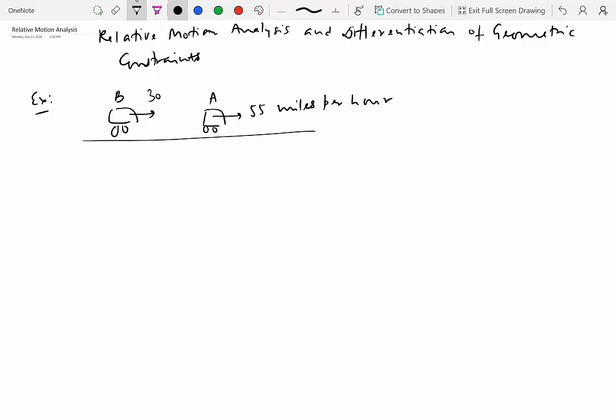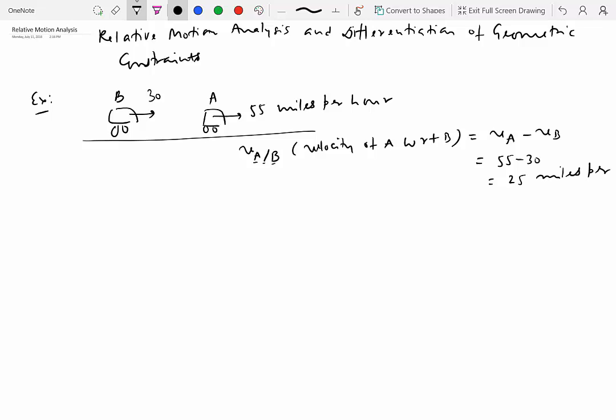So if I ask you, what is the speed of A as seen by your friend B? In other words, what do you think your friend B would perceive your speed as? You would be able to tell me that it is going to be a difference between the two. So velocity of A with respect to B, and this is how we'll write it. Notice how A is above, and then we have a slash, and then we have B. That's how we write velocity of A with respect to B as velocity of A minus velocity of B. And that would be 55 minus 30, and that's 25 miles per hour, right?